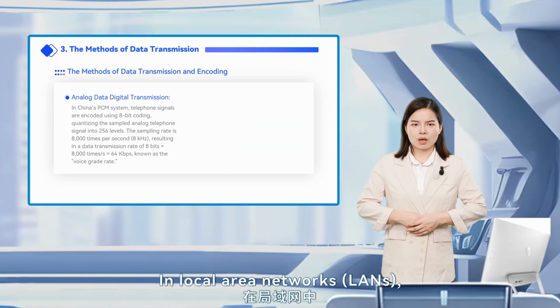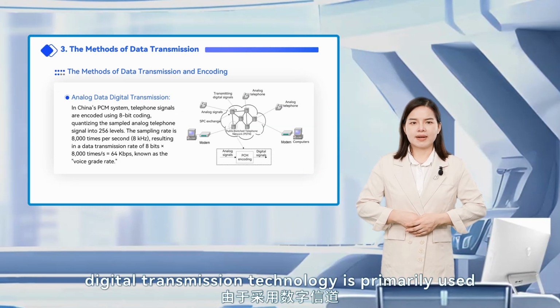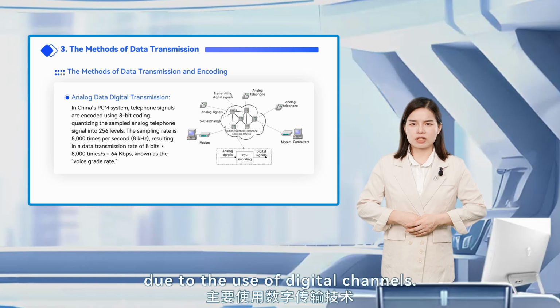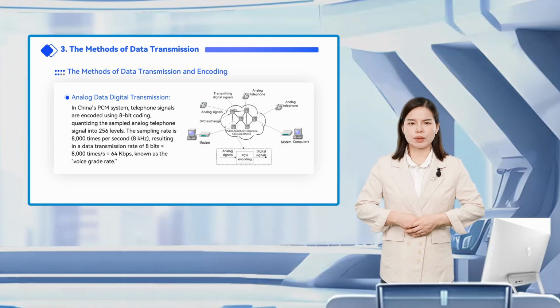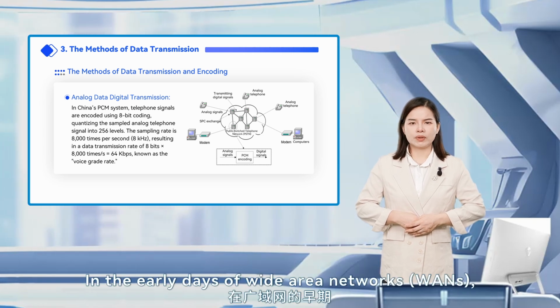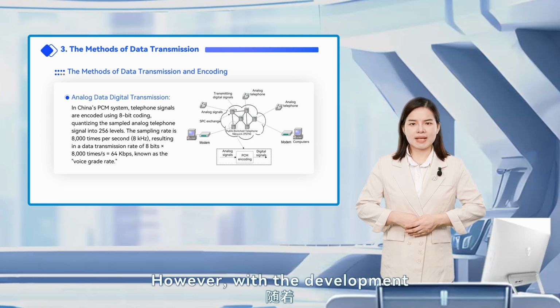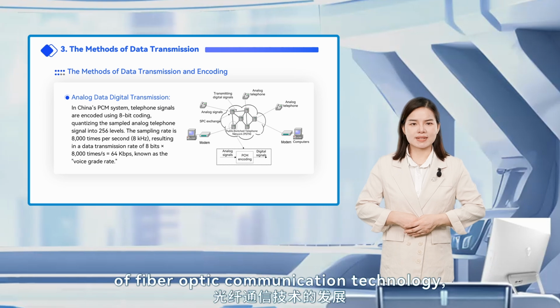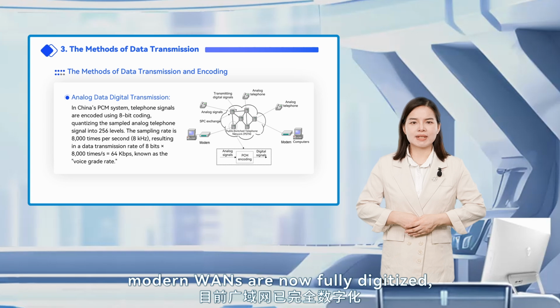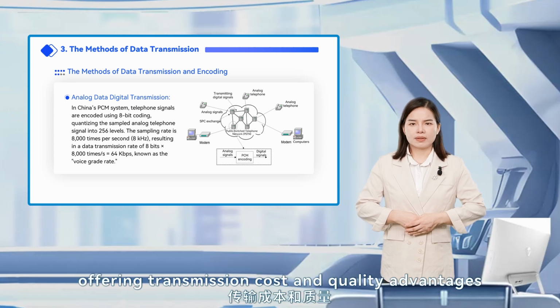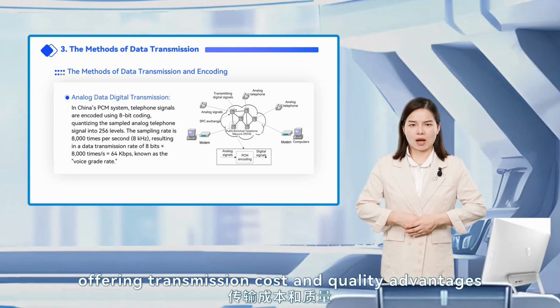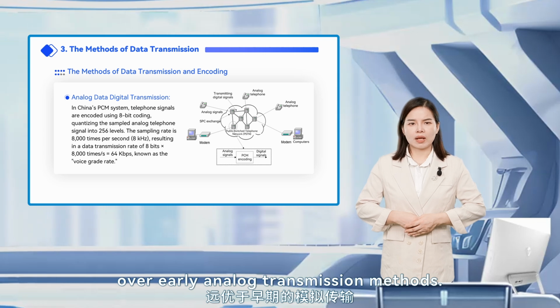In local area networks, digital transmission technology is primarily used due to the use of digital channels. In the early days of wide area networks, analog channels were predominantly used. However, with the development of fiber optic communication technology, modern wide area networks are now fully digitized, offering transmission cost and quality advantages over early analog transmission methods.